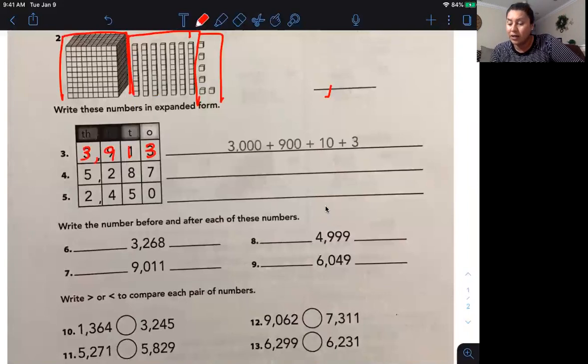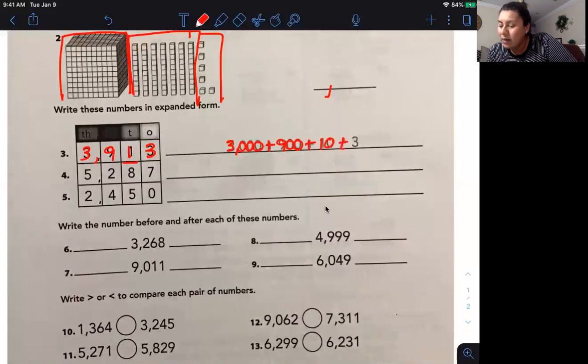So 3,913 means there is 3,000 plus 9 in the hundreds, so 900, plus how many tens? What does it say here? 1, so that's 10. Now, if there was more than one, we would count by tens to know what number to write there, okay? So if there was 8, we would say 10, 20, 30, 40, 50, 60, 70, 80, and we would write 80 there. But there's only one, so we count by tens one time, 10. That's the number we write.